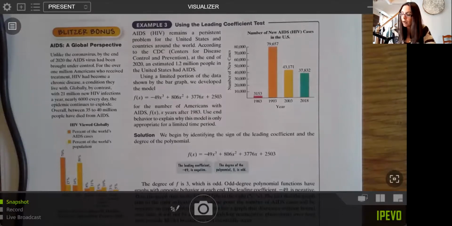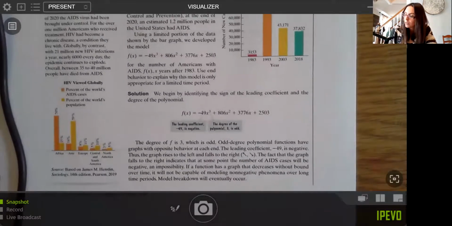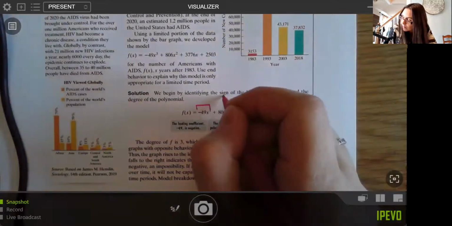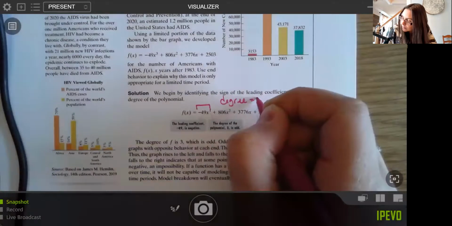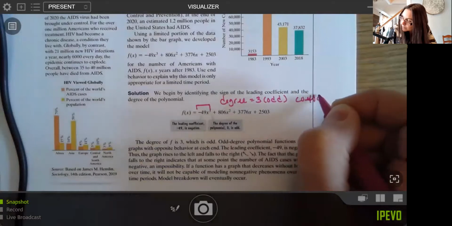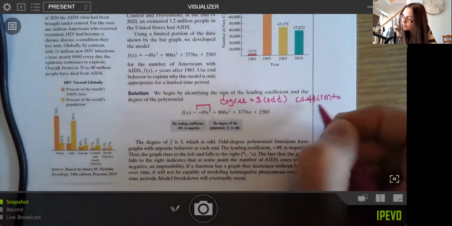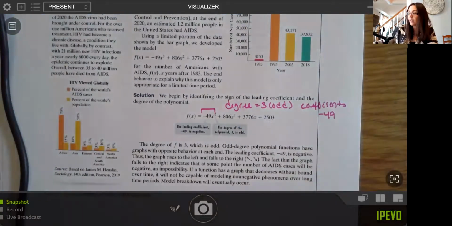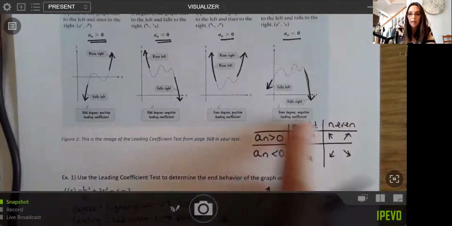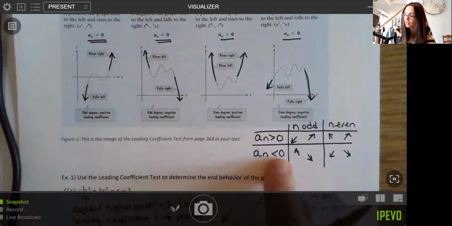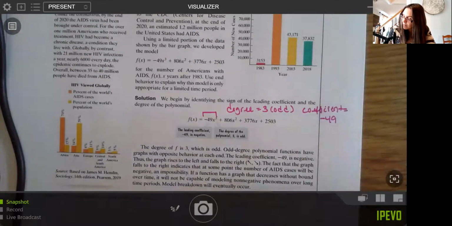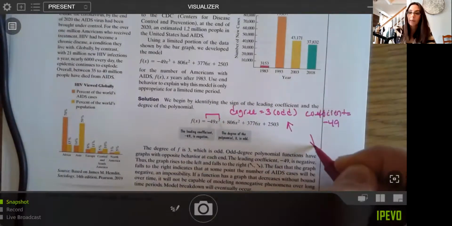Okay. So first of all, let's actually figure out what the end behavior would be. So we're using that leading term. Everything is multiplied out here, so it's a little bit easier to see. I see my degree is 3, which is odd, and my coefficient is -49, so that's negative. Now, if you need to go back to the page before to see that chart, you can go ahead and do that. So when n is odd and that leading coefficient is negative, we see that it's going to rise on the left and fall on the right. So our graph is going to be up this way and then fall on the right.